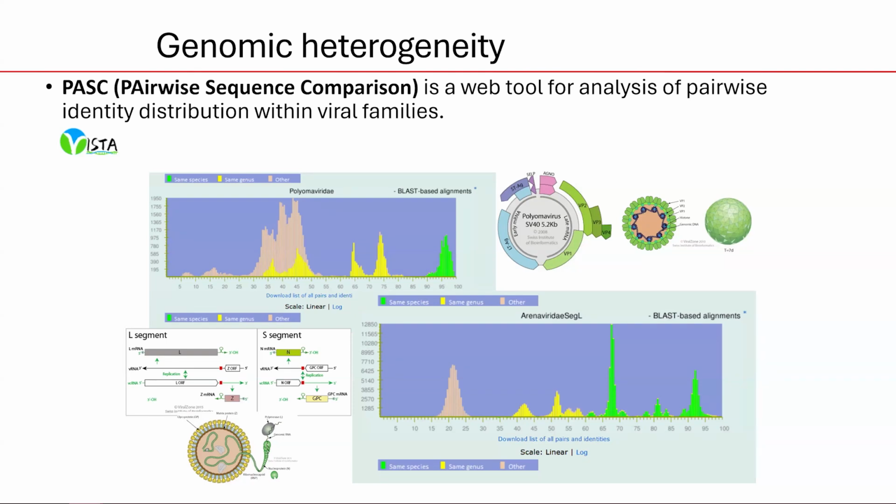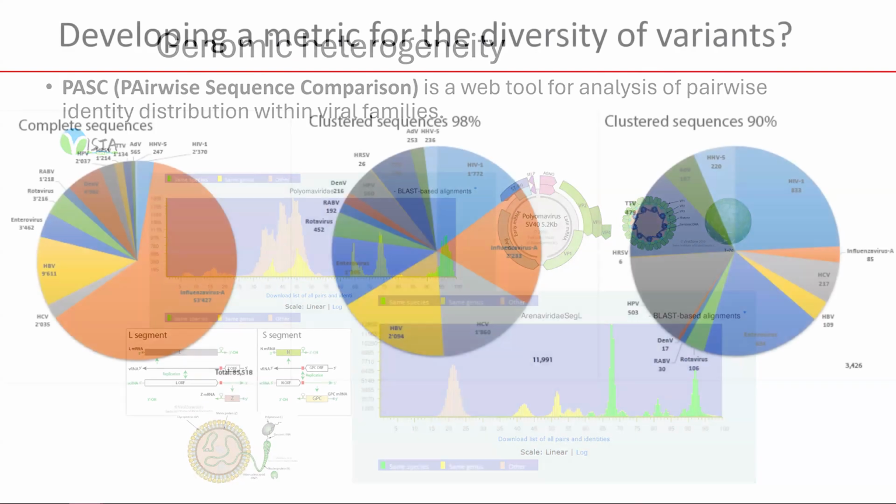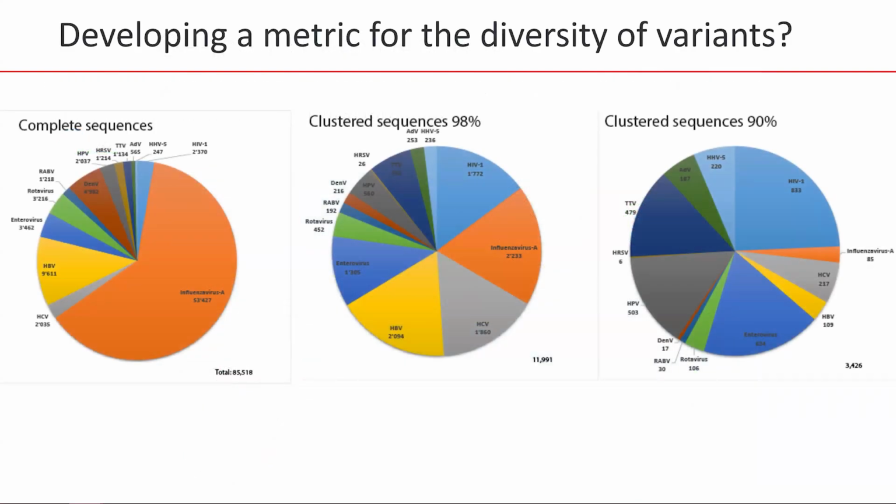You can see how much diversity there is, but it's not a number. We conducted a study in early 2020 for human pathogenic viruses. You see the complete genome sequences on the left. You see influenza virus, we have much more sequence than HIV, for example, but when you cluster the sequences at 98% similarity, you see HIV is as diverse as influenza A. And when you cluster at 90%, then influenza collapses, but HIV stays very diverse, actually.